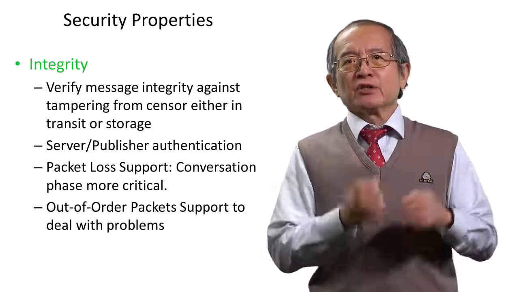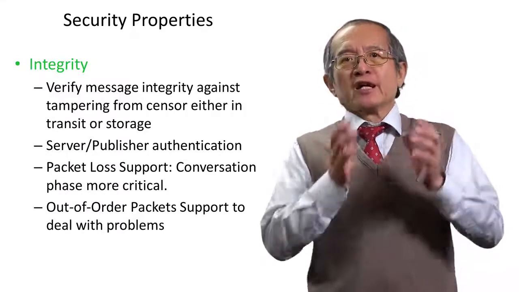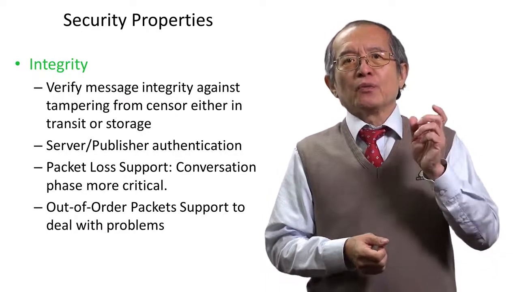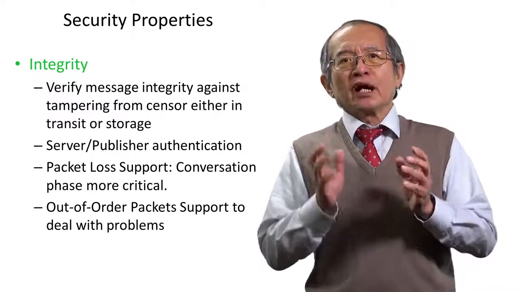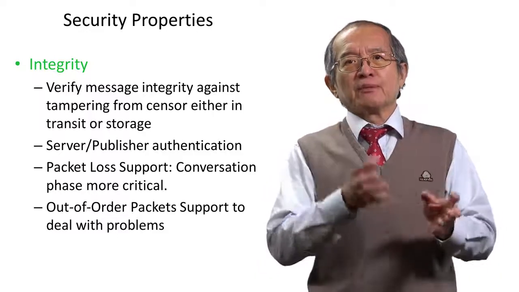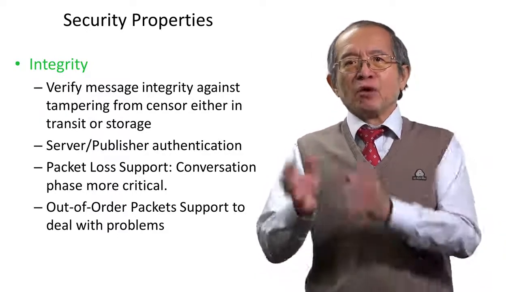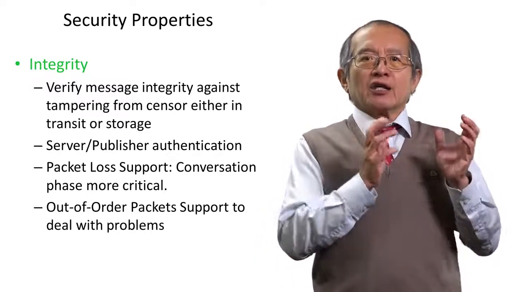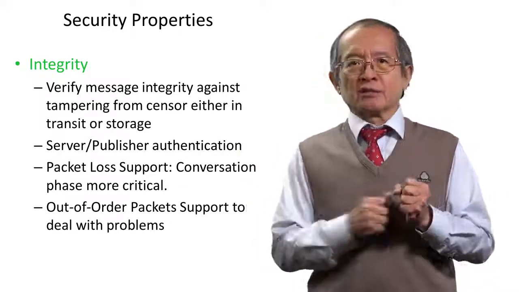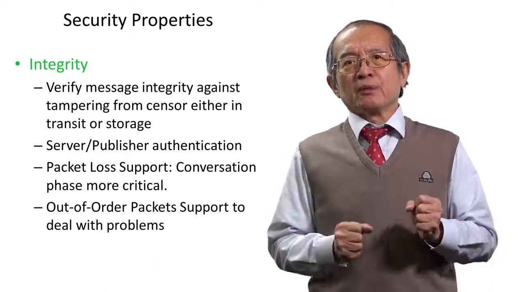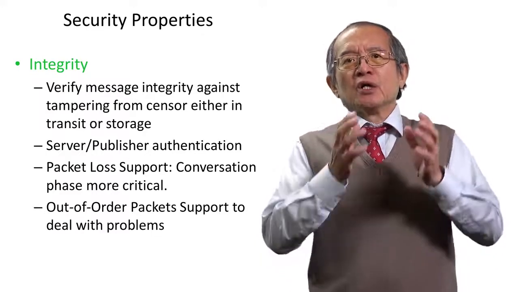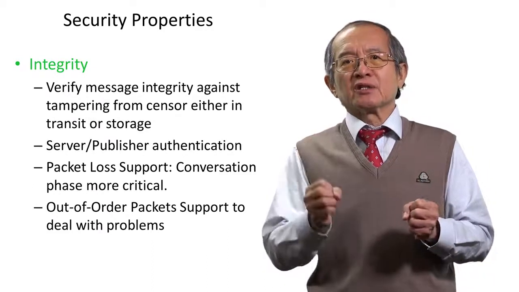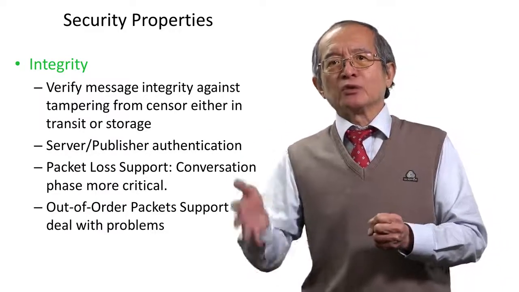The CRS server and publisher should provide proofs of their CRS identity through authentication. The CRS packet loss support property: how to recover from it, since the sensor could drop packets intentionally. This is more critical in the conversation phase, since more data are exchanged between the CRS user and CRS server. The CRS in-order packet support property needs to be implemented through sequence numbers. It deals with problems that could be caused by the sensor intentionally injecting random delay into the traffic.